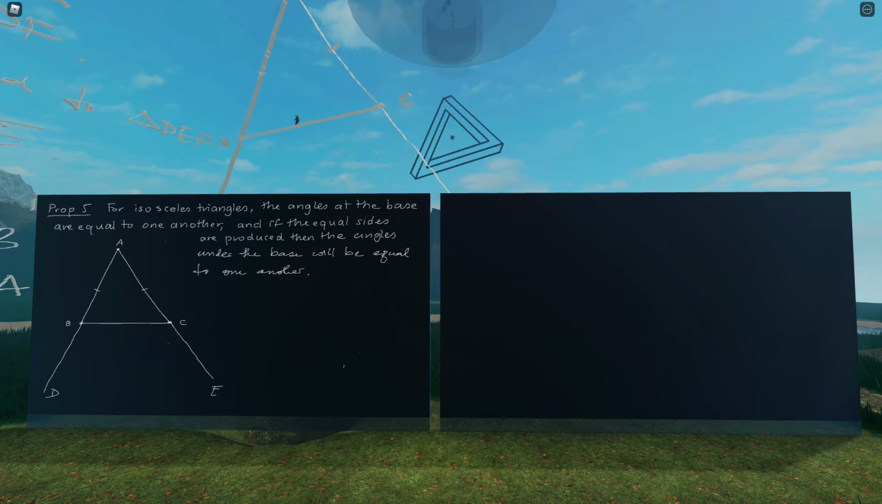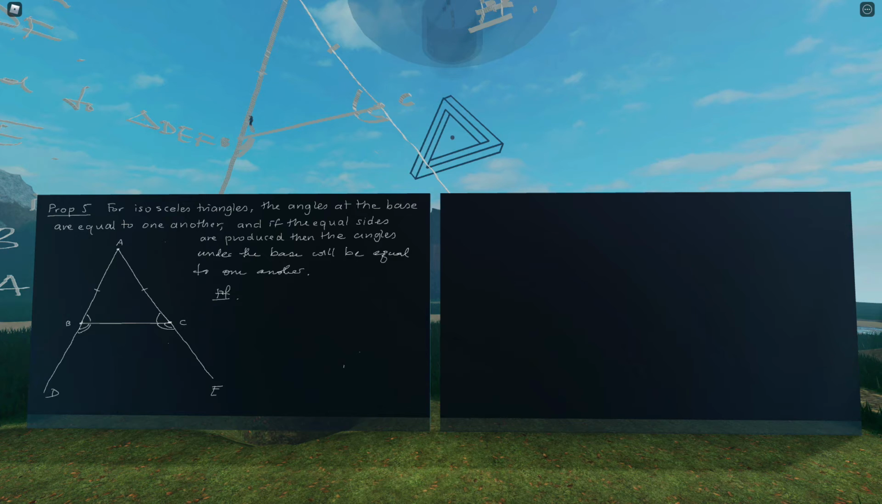So we say that the angle ABC is equal to angle ACB, and angle CBD is equal to angle BCE. So basically you just want to say that these two angles are equal, and that these two angles are equal. I think that's it. Angles of equal size. So that all makes sense. And so the proof goes like this.